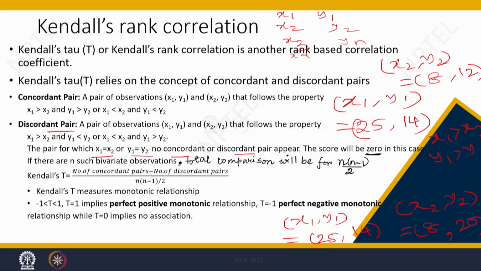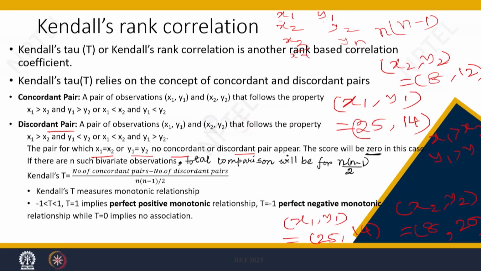Does it imply y1 bigger than y3? x1 is bigger than xn. Does it imply y1 is bigger than yn? So altogether there are n observations, and for each observation you are making n minus 1 comparisons, right? So the total comparison will be n into n minus 1.